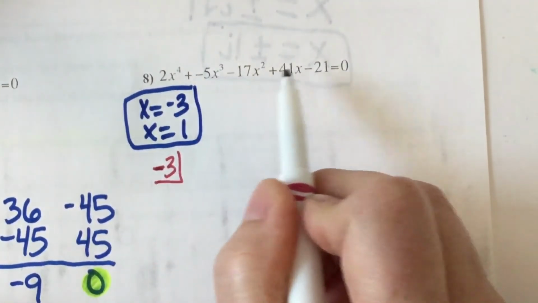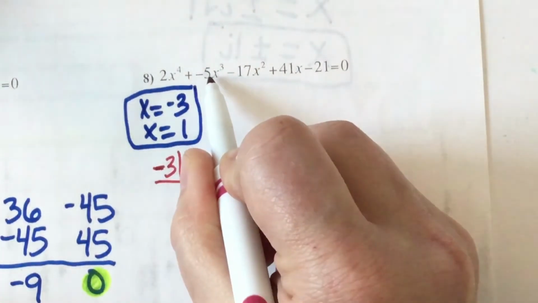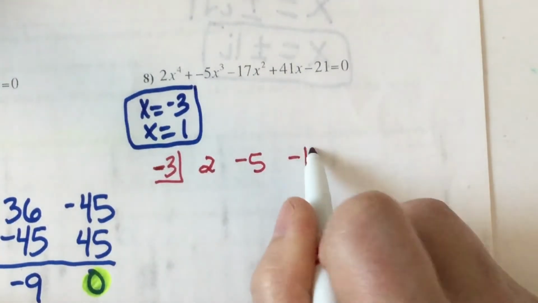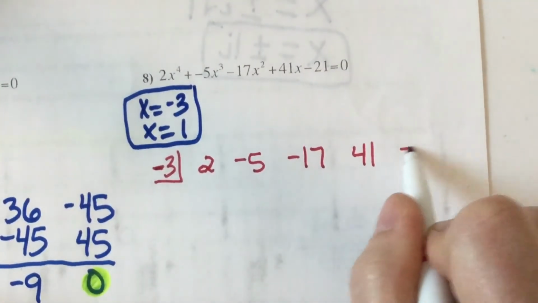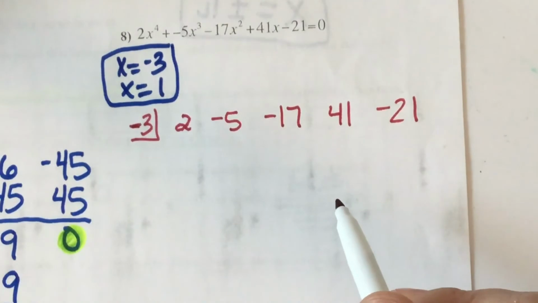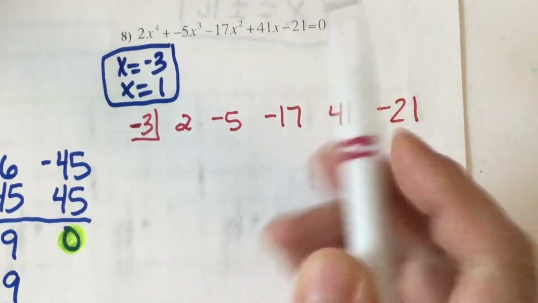Pull down the coefficients, drop, drop, drop. In front of the x to the 4th is 2. In front of x cubed is negative 5. In front of x squared is negative 17. In front of x is 41. And the constant is negative 21. Okay, I didn't need any zeros because it wasn't missing anybody. It had everybody: x to the 4th, x cubed, x squared, x, constant.